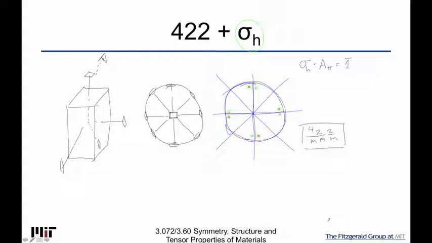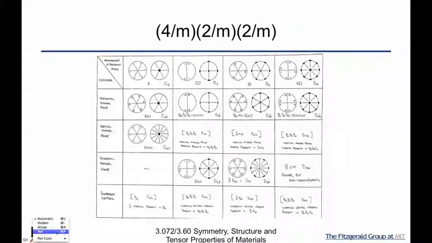The other three do not produce anything unique, and you can see that here. Here's our 422, our 422 that we just looked at. And we just produced this one. The other ones don't produce anything either unique or crystallographic.